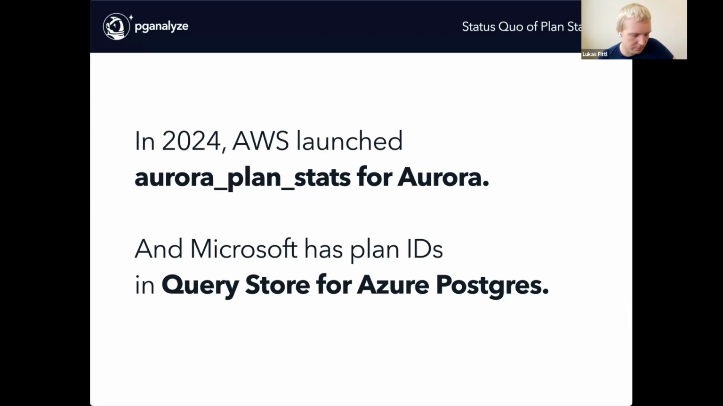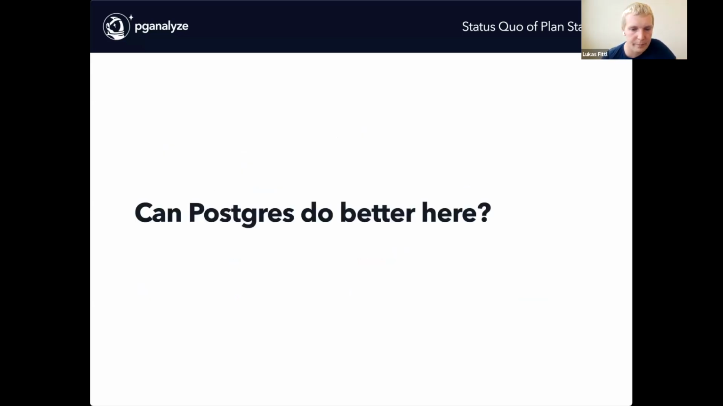In fact, part of the reason why I'm interested in this is we actually did integrate with Aurora Plan Stats. So if you are in Aurora, pganalyze actually pulls in those stats. It just happens to be that a lot of people are either in RDS or in other providers where that's not available. So yeah, the question is, can we do better, right? That's kind of what I set out to figure out.